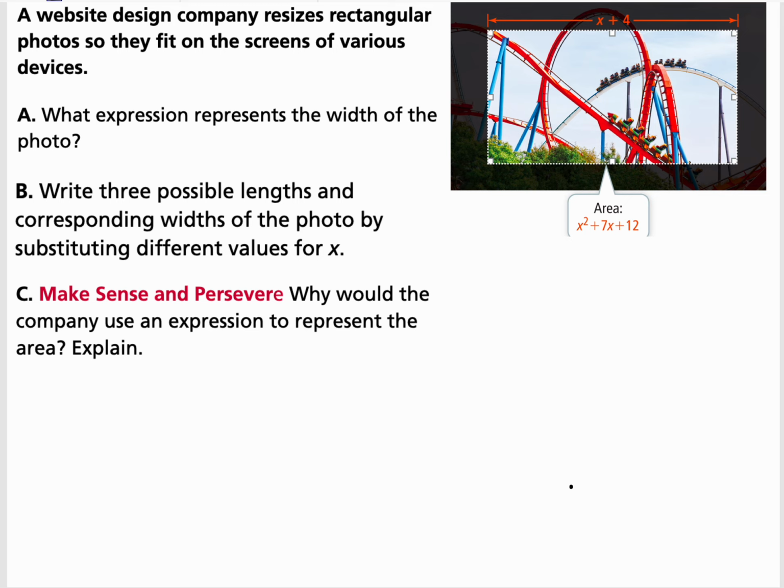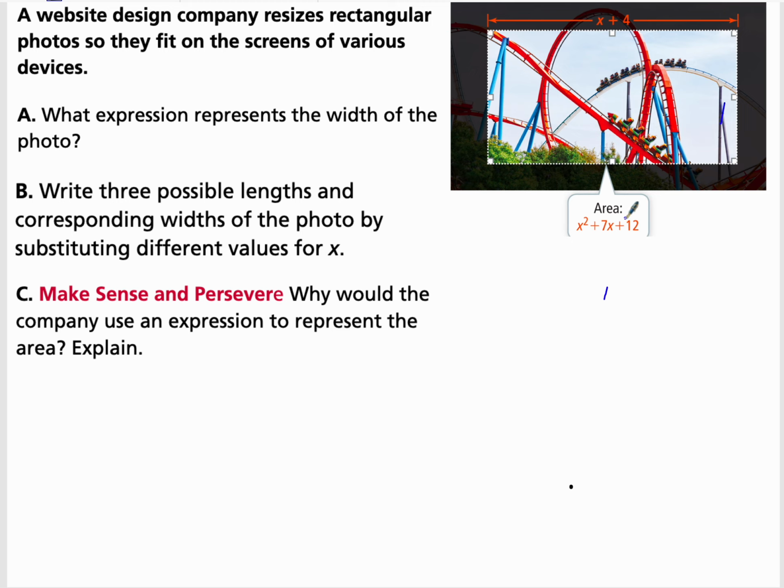A website design company resizes rectangular photos so they fit on the screens of various devices. What expression represents the width of the photo? So we have the area of the photo given as x squared plus 7x plus 12, and they give us one dimension of the photo, but they don't give us the other dimension. And so we need to figure out what the other dimension is. Well, if this is the area, we know we get area by doing length times width. So they've given us one of the dimensions. We need to figure out what the other dimension is, and that would be the other factor.